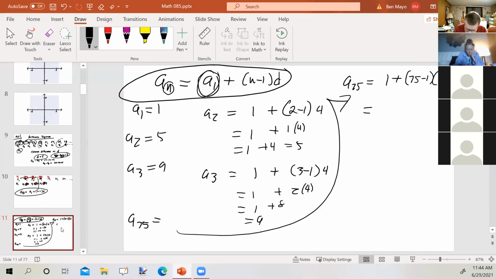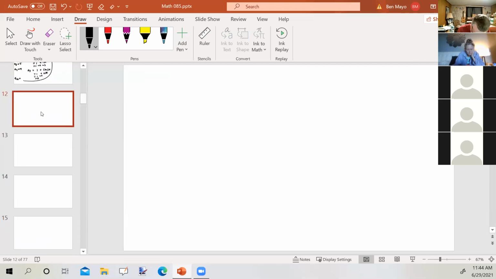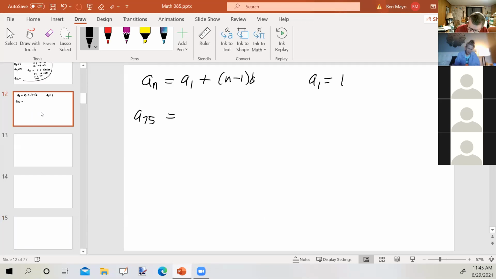Okay. So what I'm doing is, let me do this here. a sub n equals a sub 1 plus n minus 1 times d. We're trying to find the 75th term, okay? We know that the first term is 1. We know that the common difference is 4.